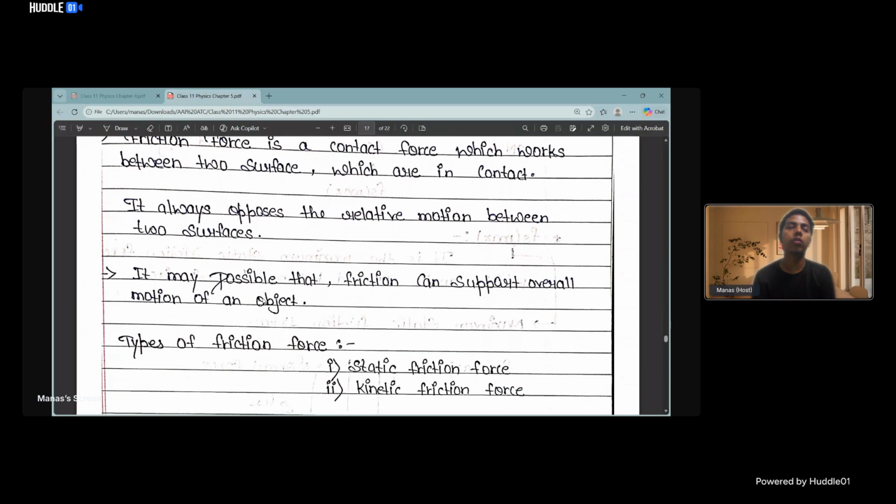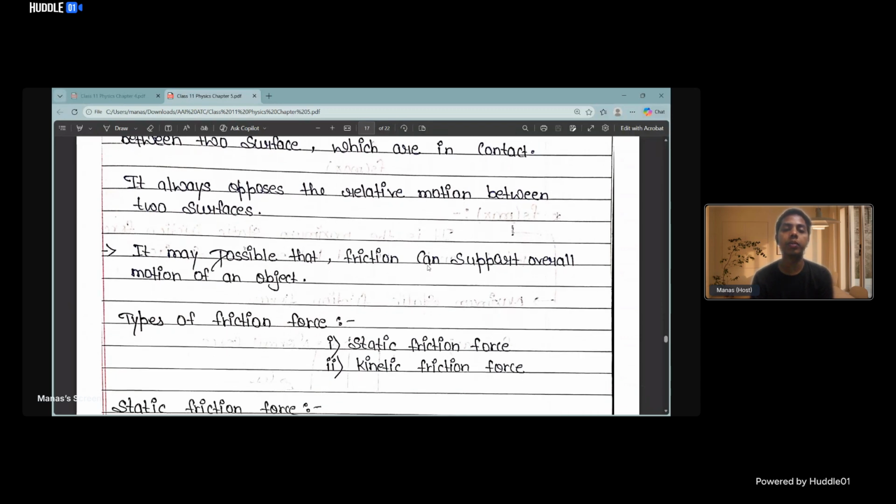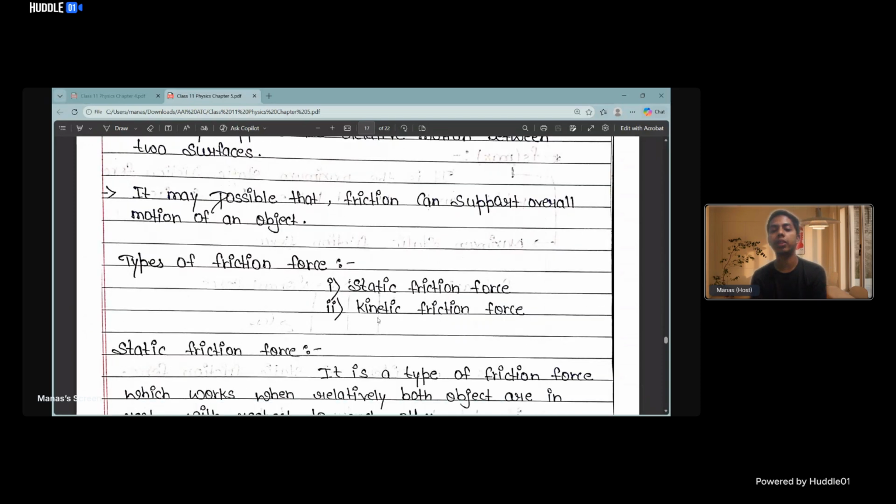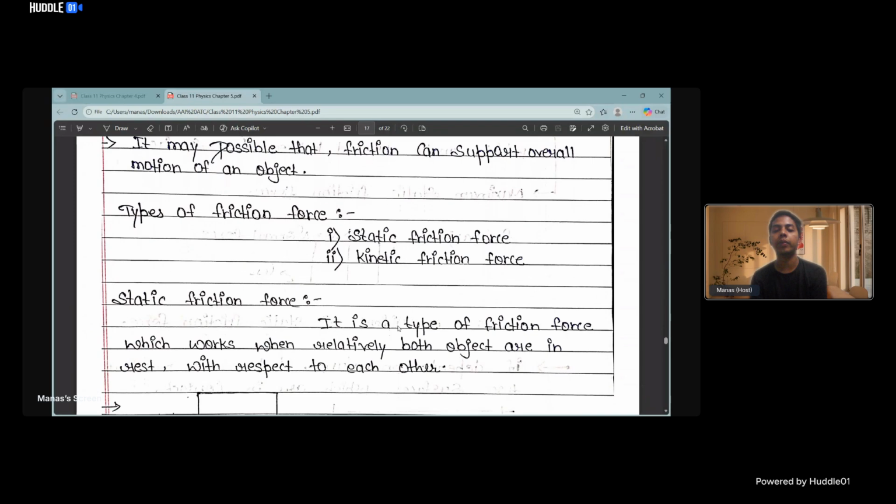Friction is not always bad just because of it we lose energy. Because of friction many things are working. It may be possible that friction can support the overall motion of an object. Yes, that can be. So there are two types of friction. One is static friction and the second one is kinetic friction.